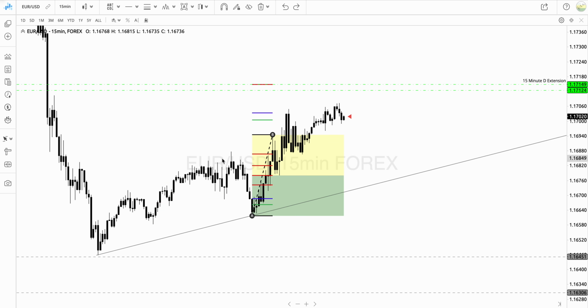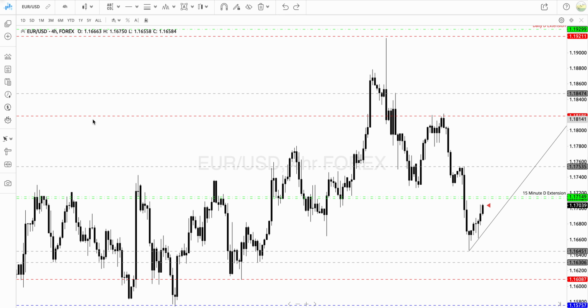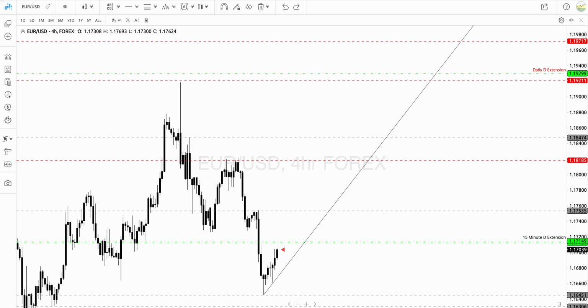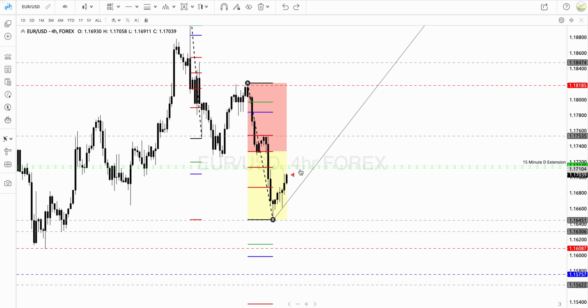So I'm going to get rid of this. We'll get rid of this. And then I'm going to go back to the 4. And we're going to measure this down move. I want to see where our level falls. So if we hit the 15-minute D extension, then we hit the 38.2.